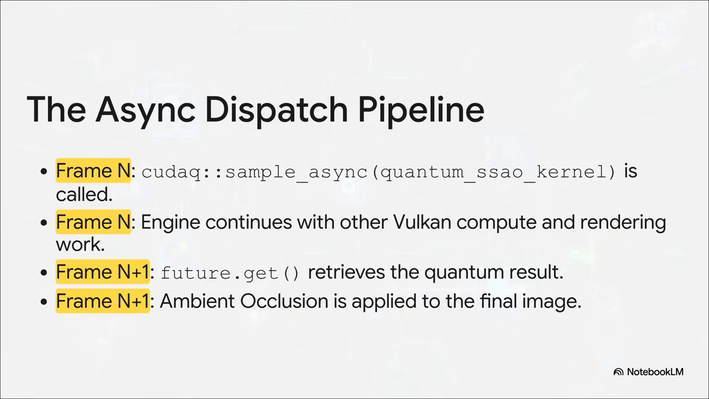And here's what that pipeline actually looks like. In one frame, let's call it frame N, the render system kicks off that quantum SSAO kernel asynchronously. Then it just keeps going. It runs other shaders, sets up its draw calls, does all its normal work. It isn't until the next frame, frame N+1, that it comes back and says, hey, are those quantum results ready yet? This completely avoids stalling the main render thread, which is absolutely critical.